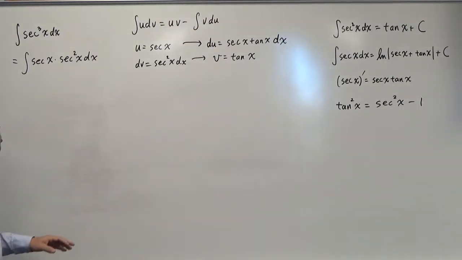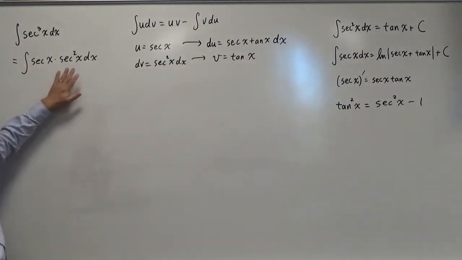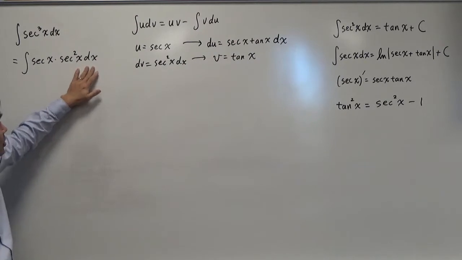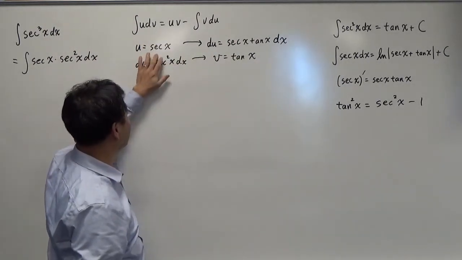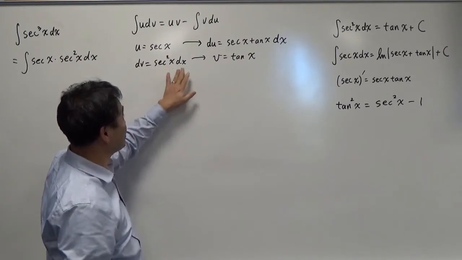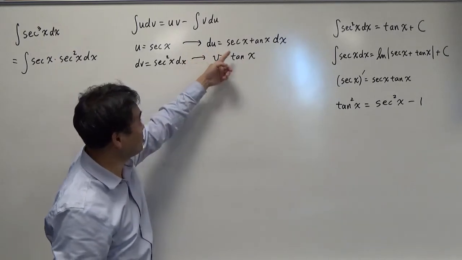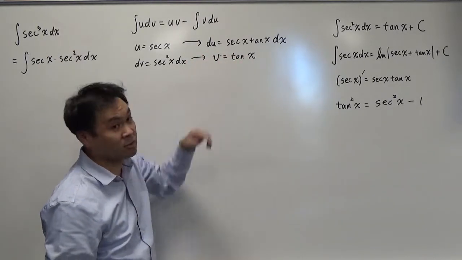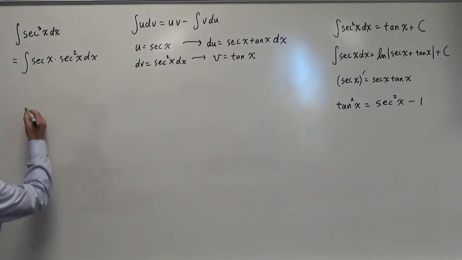The way we are going to do it is by first breaking up the secant cubed of x as secant x times secant squared of x dx, and we will be using the integration by parts formula with u being secant x and dv being secant squared of x dx. And the things I wrote here imply that du is secant x tangent x dx and v is tangent of x. Now let's see how this will lead us to the solution.